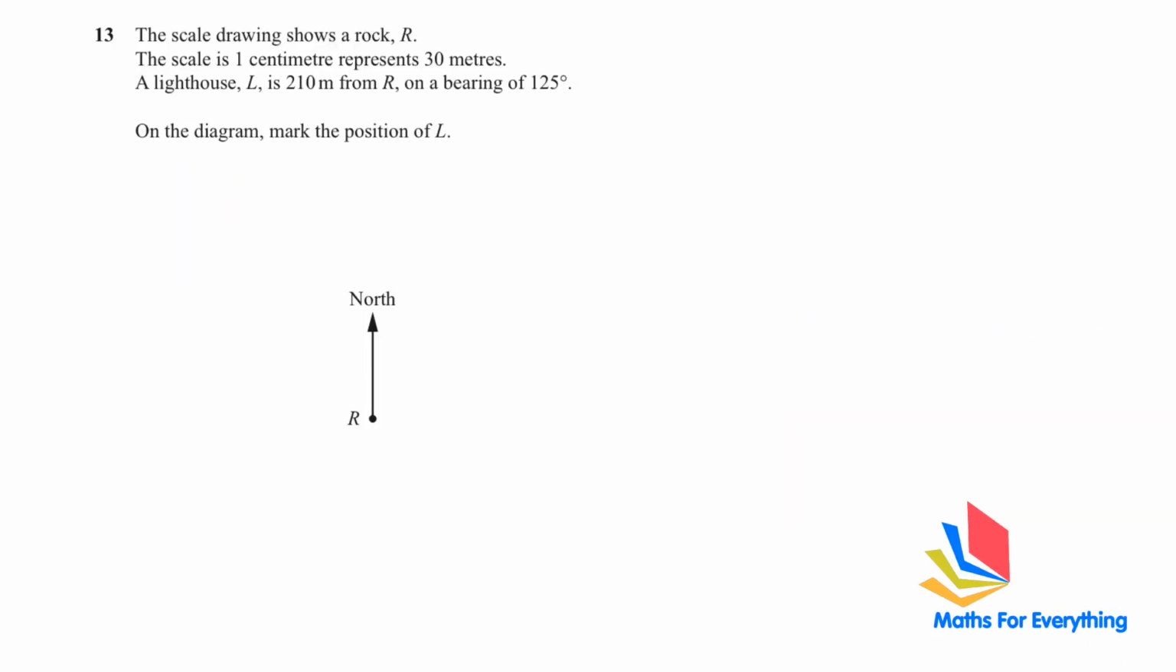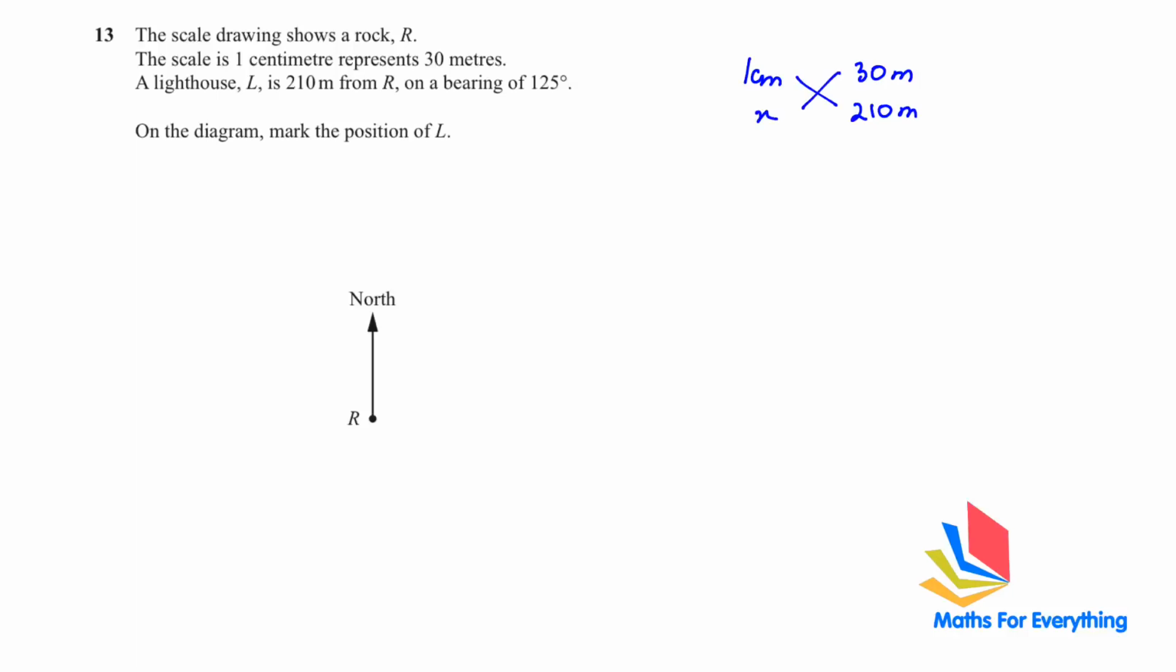Question number 13. The scale drawing shows a rock R. The scale is 1 centimeter represents 30 meters. A lighthouse L is 210 meters from R on a bearing of 125 degrees. On the diagram, mark the position of L. First thing we will do is convert 210 meters into centimeters. We know that 1 centimeter is equal to 30 meters. Therefore, 210 meters will equal how many centimeters?